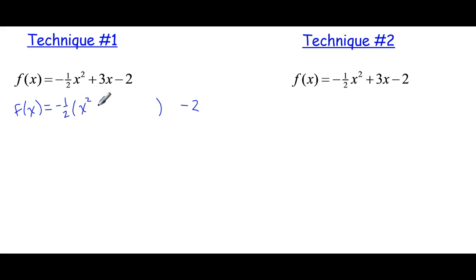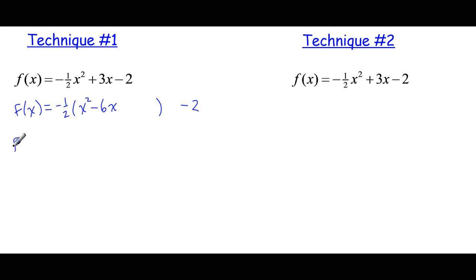And here's one of the downsides to technique number one. Be careful about what you get here. In fact, it's probably easier to think of distributing the -1/2 back in. What does it have to be to make sure you end up with a +3? Well, it's going to have to be a -6. -1/2 times -6 is going to give you +3. That's how you make sure you get your factoring right.